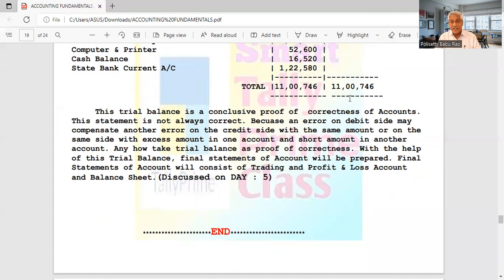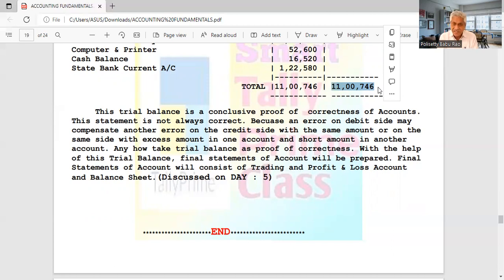There may be errors. In computer accounting, we simply change it. But in manual accounting, we cannot erase, overwrite, or make alterations. In such a case, if errors are there, they have to be rectified by writing another entry. In your degree or internship, you will be studying rectification of errors.